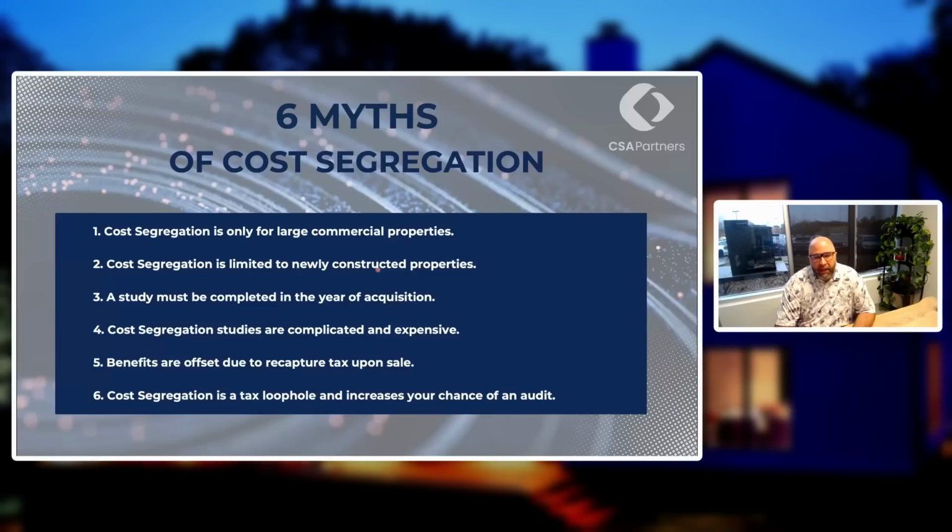Number three, a study must be completed in the year of acquisition. Again, that's just not necessarily the case. The IRS allows us to go back and do cost segregation on assets that were placed into service or purchased in prior tax years. So for example, let's say I bought this building in 2017 and never did a cost segregation study. I was taking my 1/39th deduction for the last 8 years or so. I can now do cost segregation in the current year, take all that missed depreciation and drop it on my current tax return without having to amend any prior years.